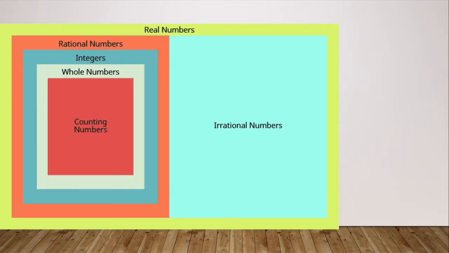So here's the inclusion of the whole of the number system. We've got our irrational numbers, that's like pi. We've got our rational numbers like 1/2 and 3/4. Our integers like -2. Our whole numbers like 0. Our counting numbers like 1, 2, 3. And all of those together make up the real number system.